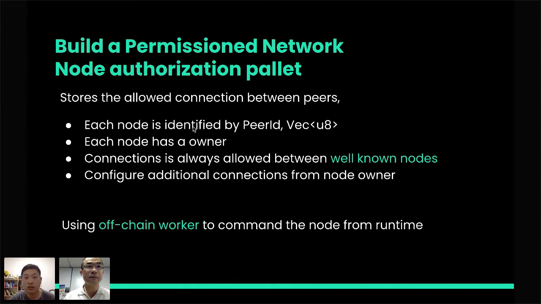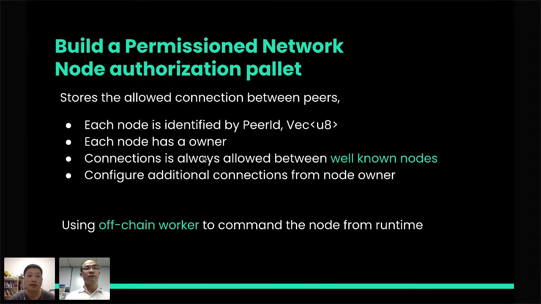Each node in Substrate is identified by a peer ID, which is represented as a Vec<u8> in the runtime. And in this node authorization pallet, we give each node an owner. The owner of the node can make additional connections for this node, like it can connect to 10 other nodes. Just the owner can do this centralized configuration for this node.